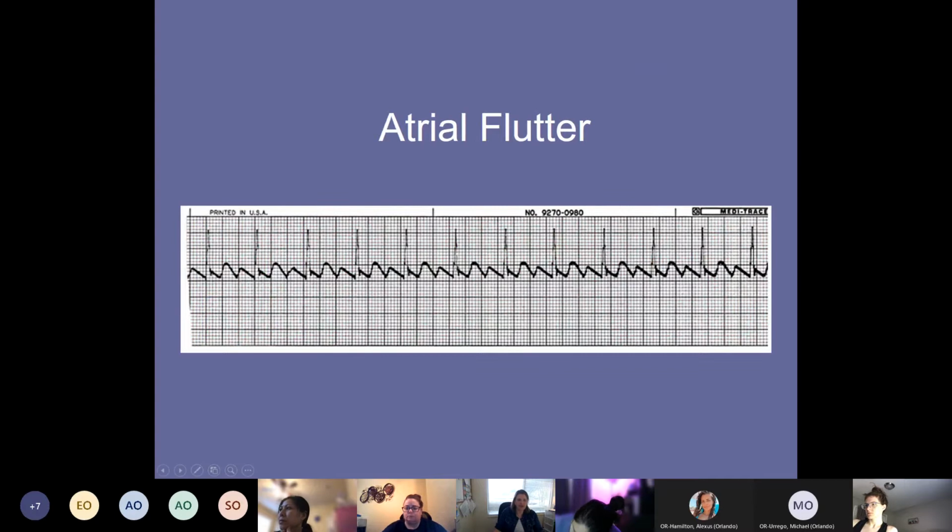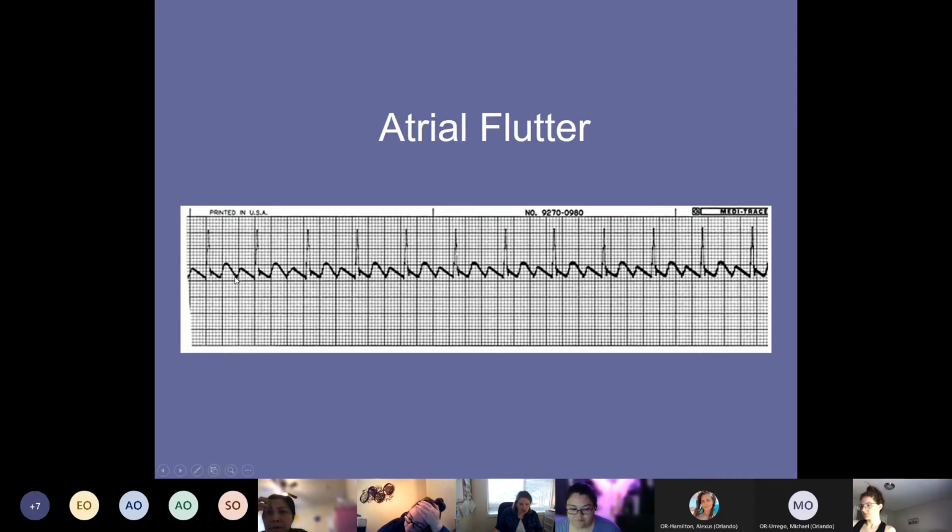Atrial flutter is when the SA node is firing too rapidly. Remember, the SA node typically fires 60 to 100 beats per minute. Well, in a flutter, the SA node is firing about 300 beats per minute. The AV node is smart though and doesn't let all of those through. We don't have 300 QRSs. It's only letting some of them through.